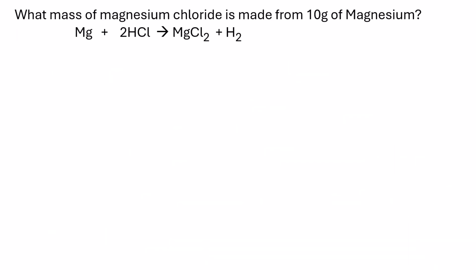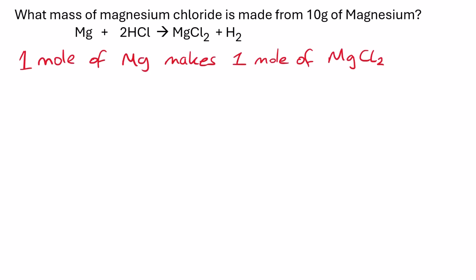So here's one to have a go at yourself. So pause the video, have a go and see how you get on, then resume the video. So this time the question is what mass of magnesium chloride is made from 10 grams of magnesium? And we're given the equation once again. This time we can see, because there's no balancing numbers in front of the formula we're interested in, that just 1 mole of Mg makes 1 mole of MgCl2.